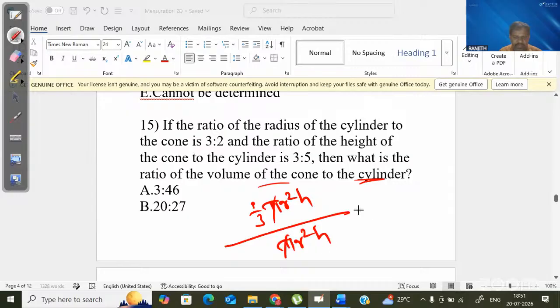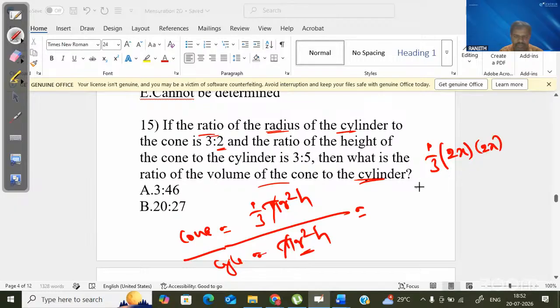Pi is cancelled. Now 1 by 3 times of the given ratio of radius of cylinder. What is the radius of cylinder? 3x and cone will be equal to 2x. On numerator I have written cone, on the denominator I have written cylinder. Cone will be equal to 2x and 2x divided by, pi is cancelled, 3x and 3x.